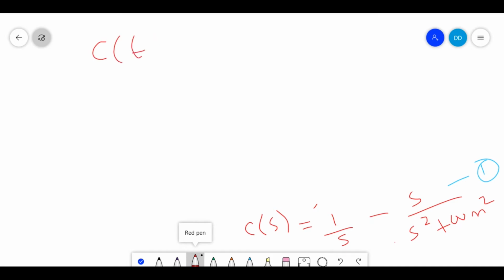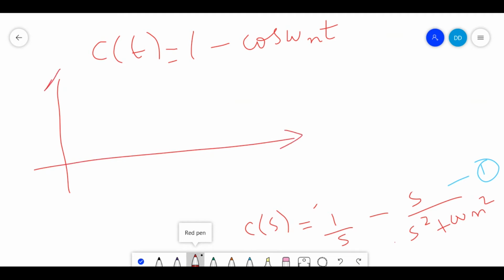So C of t is, by obtaining the inverse Laplace, we get 1 minus cos omega n t. This is the response of a second order system which is undamped, delta equal to 0. So there is no damping in this. So this response will not die out with time. So this type of response, you call it as undamped response. So you get an output like this, a cosine wave.